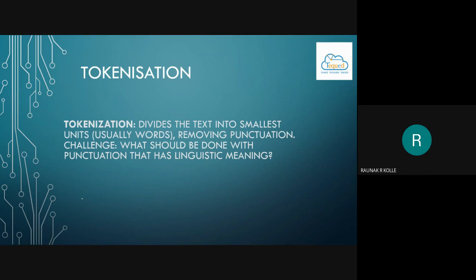Tokenization divides the text into small units, usually words, removing punctuation. The challenge is what should be done with punctuation that has a linguistic meaning. As we saw in the earlier case, the apostrophe S could have three different meanings.